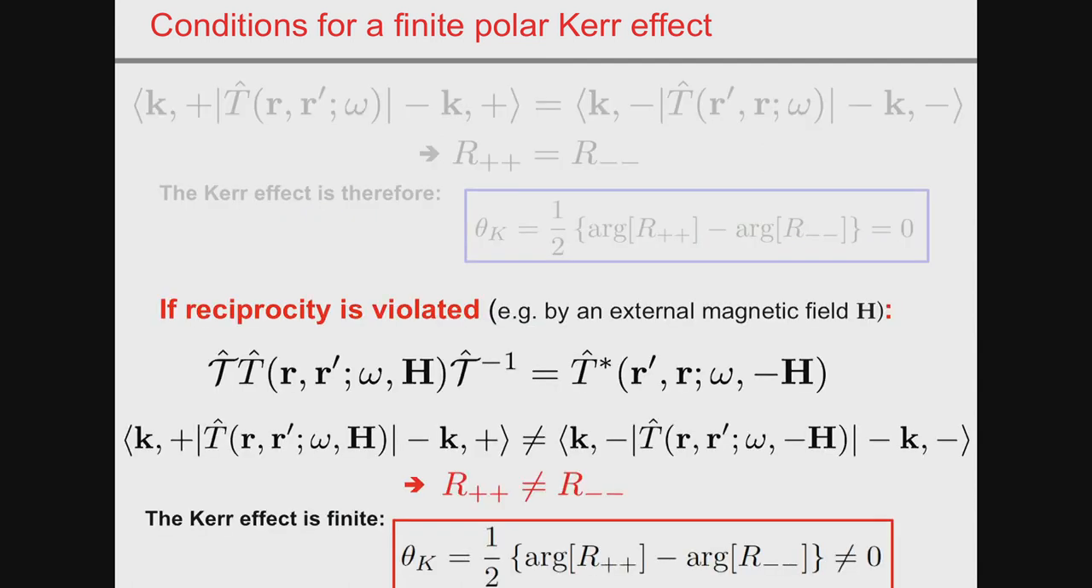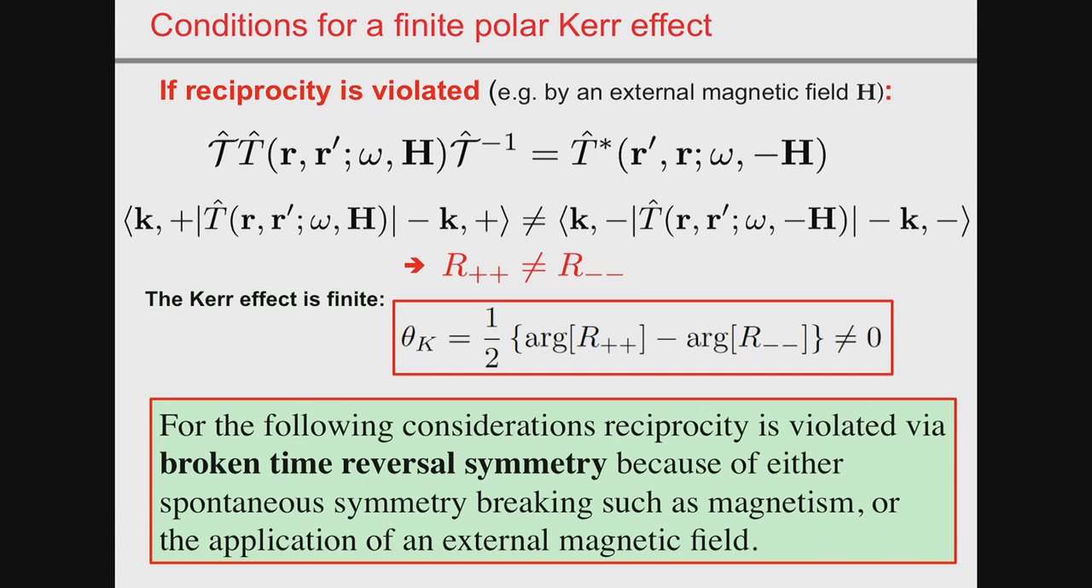However, if time reverse asymmetry is not preserved, I can show that that transition amplitude, and you'll just go two slides back at home when you look at it, you'll find that these transition amplitudes are different, and these two amplitudes of reflection are different, and therefore the Kerr effect is finite. So Kerr effect, therefore, as a consequence, only measures breakdown of reciprocity. Time reverse asymmetry breaking is breakdown of reciprocity.